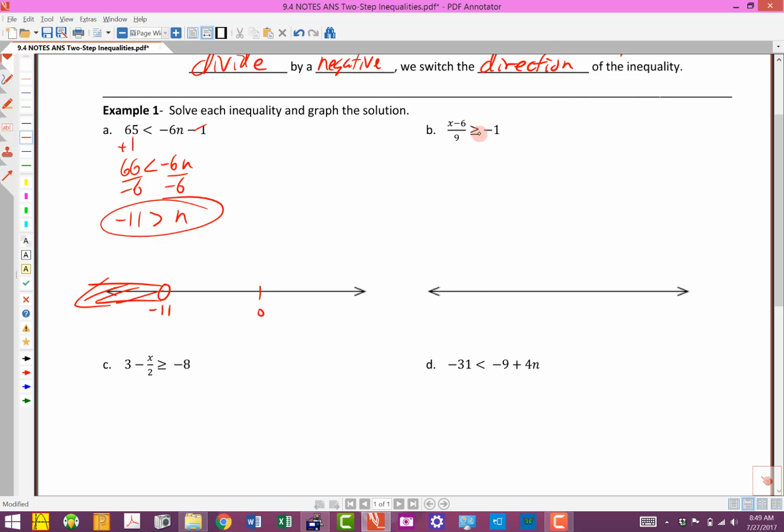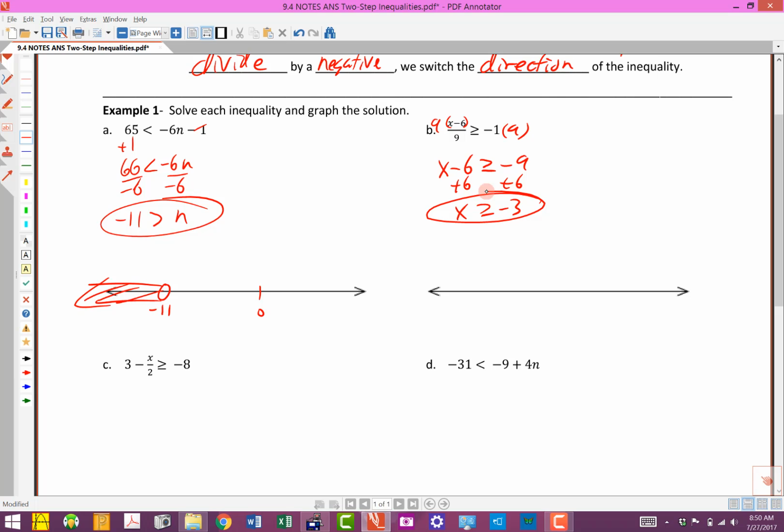Let's take a look at the next one. Again, that fraction bar groups the top and bottom together, so it's kind of like having parentheses around them. So we're going to multiply this side by 9, and this side by 9. So we get x minus 6 over here. We were multiplying by a positive 9, so I don't change the direction of the inequality. Even though this side turns out to be negative, it was negative to begin with, and we didn't change that. Then we're going to add 6 to both sides. That doesn't change the direction of the inequality, so we get -3.